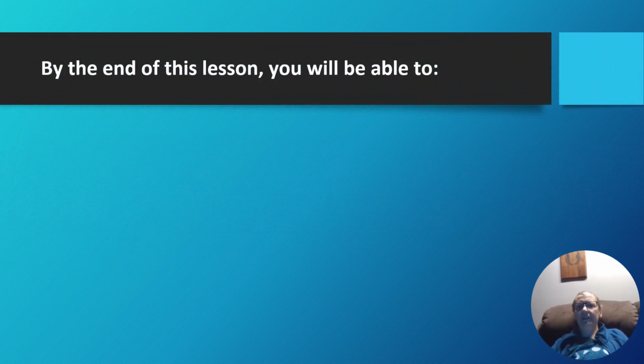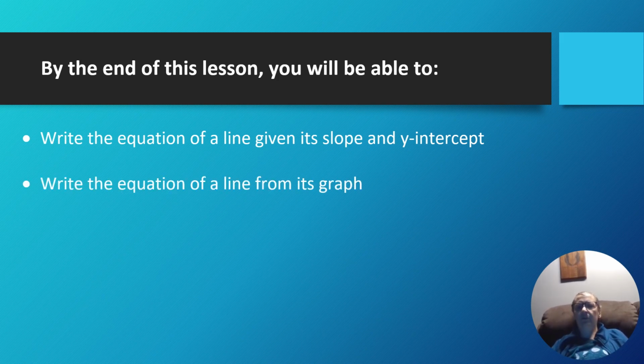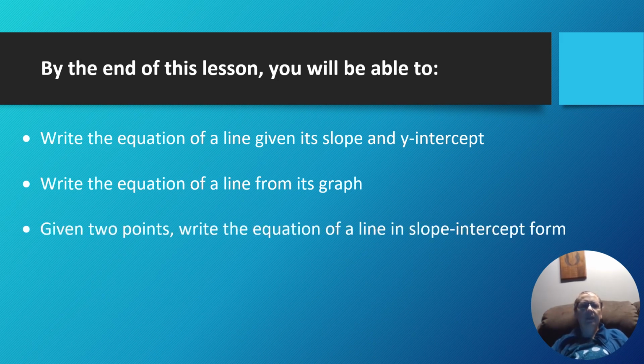By the end of today's lesson, you'll be able to do the following. You'll be able to write the equation of a line given its slope and y-intercept. You'll be able to write the equation of a line from its graph. If you are given 2 points, you'll be able to write the equation of a line in slope-intercept form. And you'll be able to create and use linear models. So let's go into our main concepts.